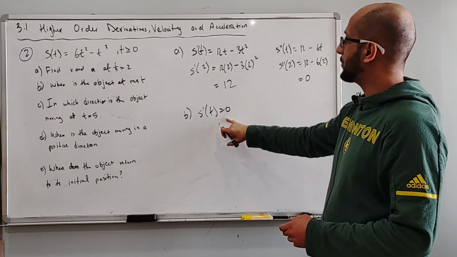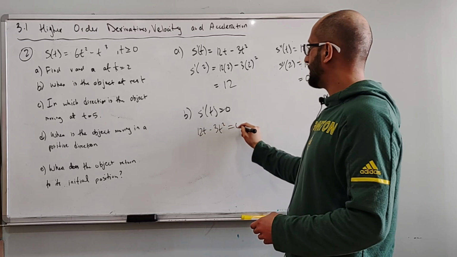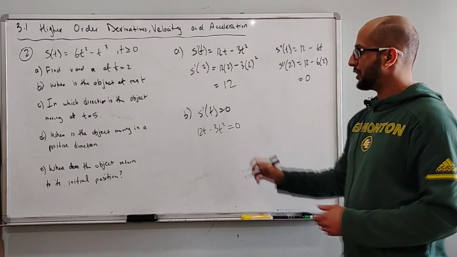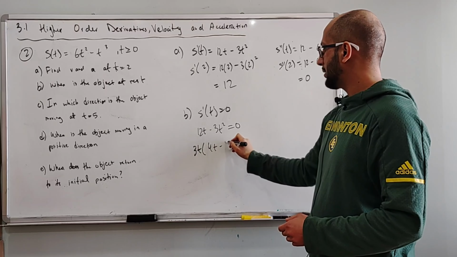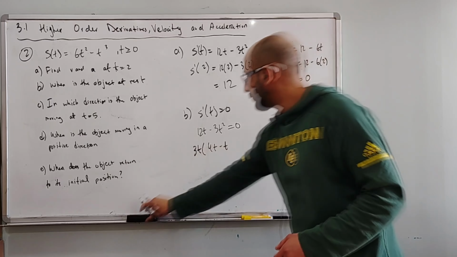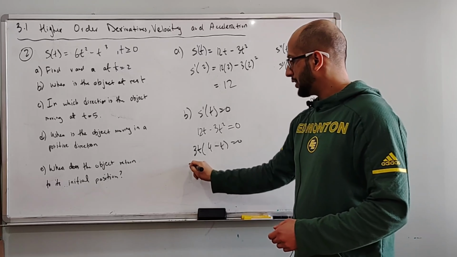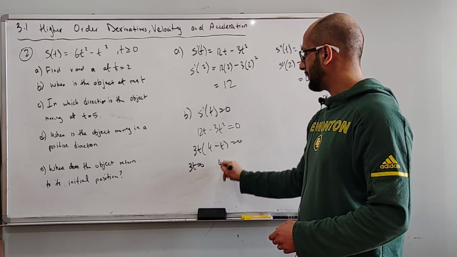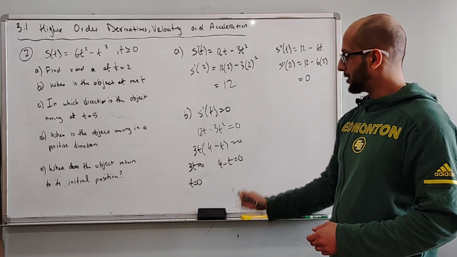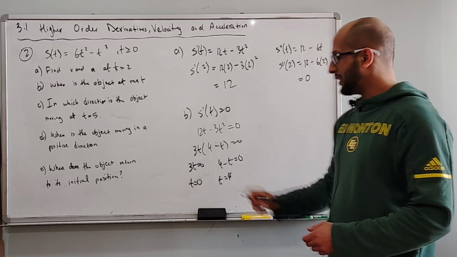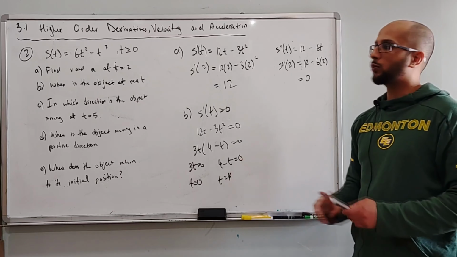So if the velocity function is equal to 0, we have 12t minus 3t squared equal to 0, and we're going to solve for t. We can factor out 3t and we're going to get 3t times 4 minus t is equal to 0. So we can have 3t equal to 0, and we can have 4 minus t equal to 0. So the object is at rest at t equals 0 when it starts, and then at t equals 4. So in the beginning, and then after 4 seconds, the object will be at rest.